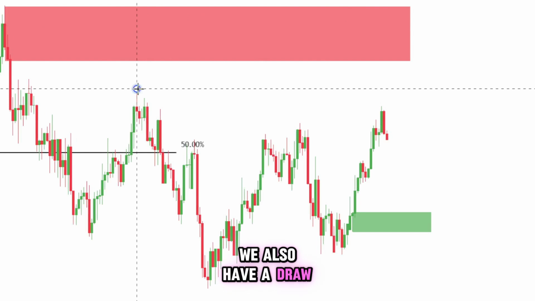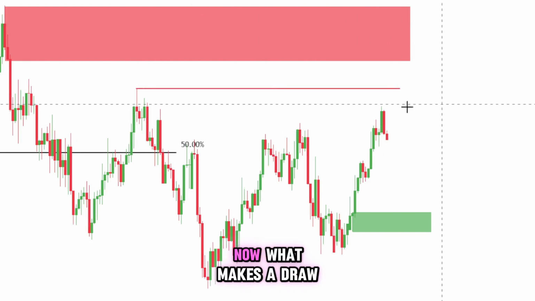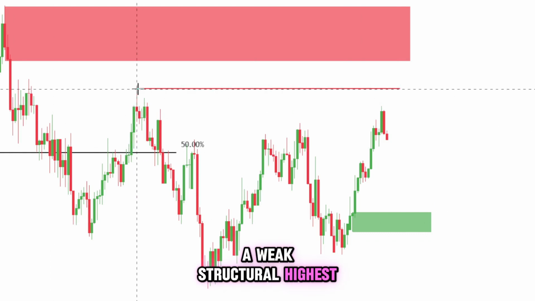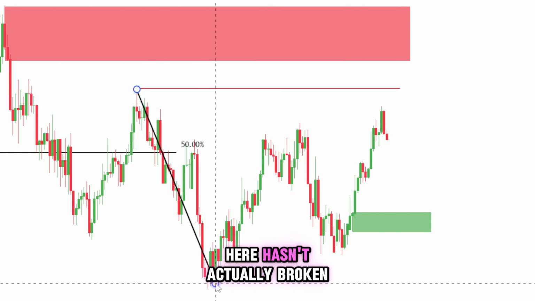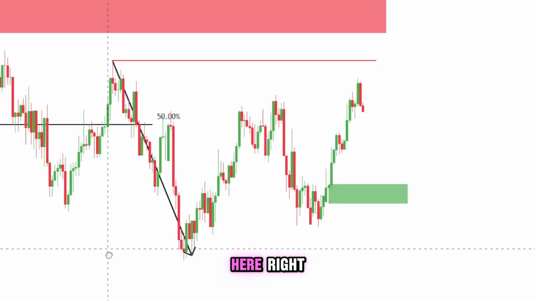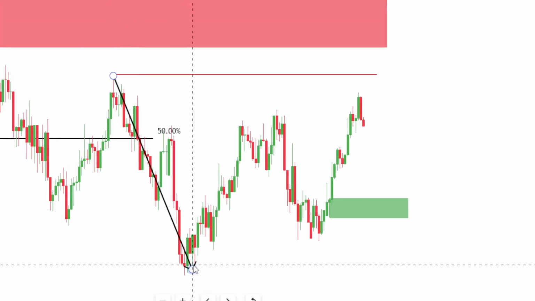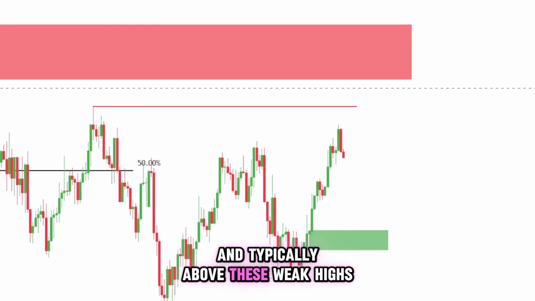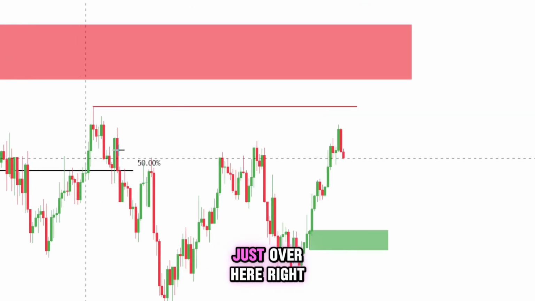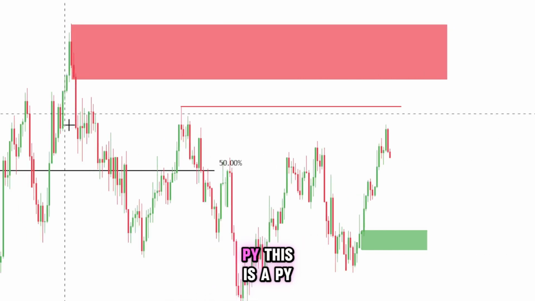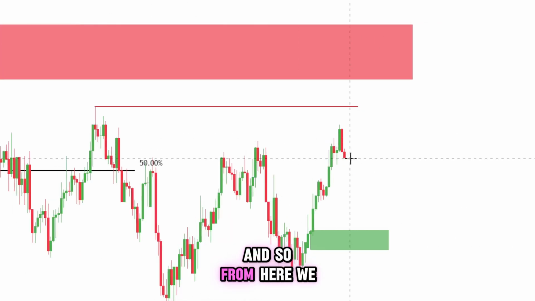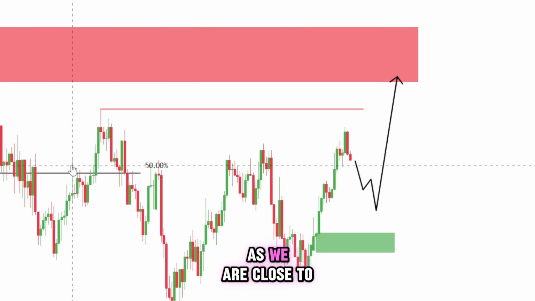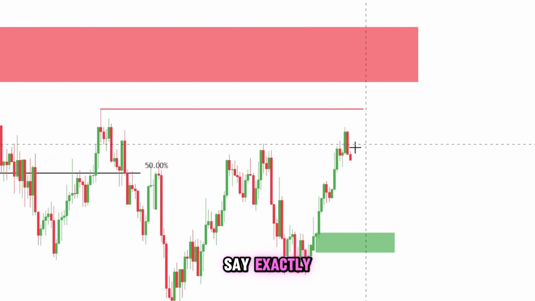We also have a draw on liquidity just over here. Now, what makes a draw on liquidity? A draw on liquidity is a weak structural high. Notice how this high over here hasn't actually broken the low, because the low is all the way down here. So this is a weak high. We understand the market targets weak highs, and typically above these weak highs we have fair value gaps just over here. Hence why we have a POI. From here, we could see something like this, but this is me just speculating. As we are close to the equilibrium, it's hard for me to say exactly.